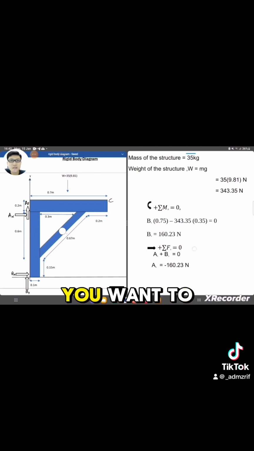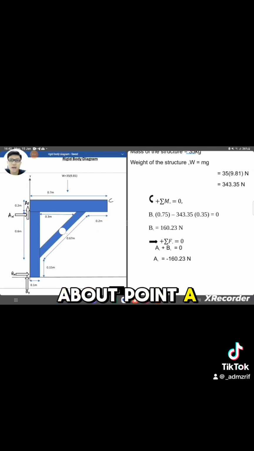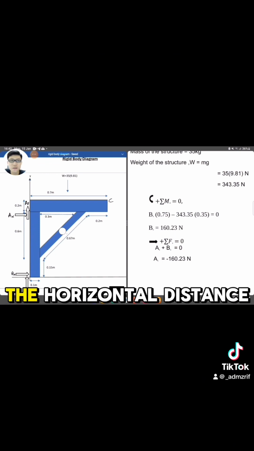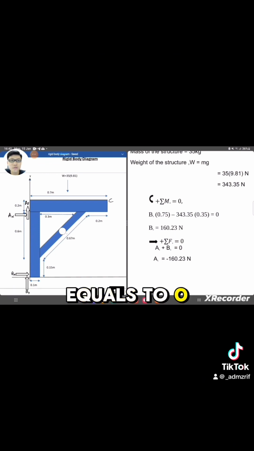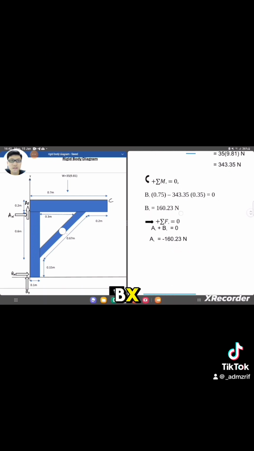The next step, we want to consider the moment about point A equals 0. So we have the horizontal force of point B, say point B, BX. BX times the vertical distance 0.75 minus weight times the horizontal distance equals 0. So from here we can get the answer of point B, BX.